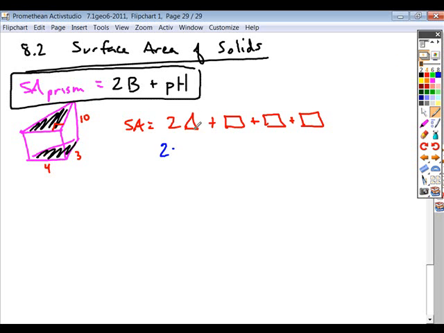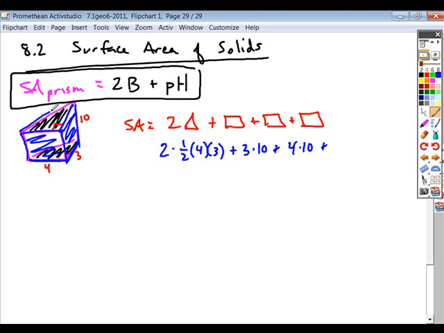The area formula for a triangle is 1/2 base. What's the base of this triangle? 4, times the corresponding height, 3. And then for each of these rectangular faces, you have your base times height. So this lateral face is 3 by 10. This lateral face is 4 by 10.